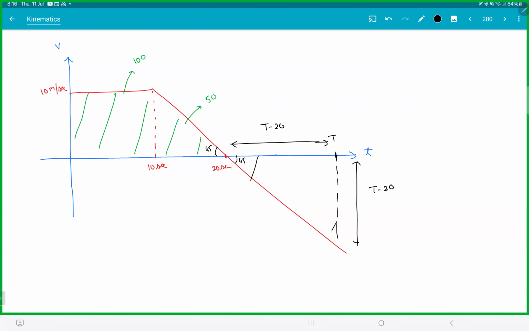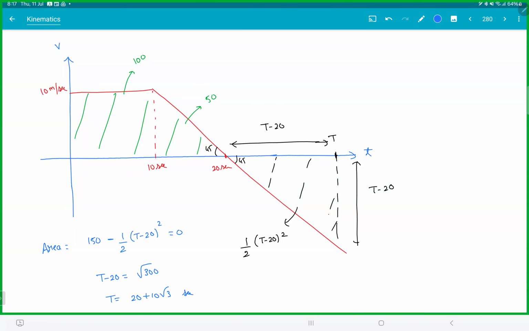So this area would be half into base into height. Therefore, the total area is 150 minus half into (t minus 20) squared, and you want it to be 0 because the displacement is 0. So that would give you t minus 20 is equal to root 300. T is equal to 20 plus 10 root 3. So at that time, the total area becomes 0.